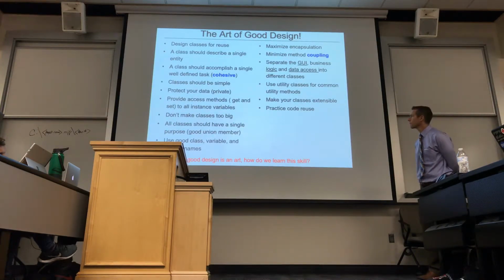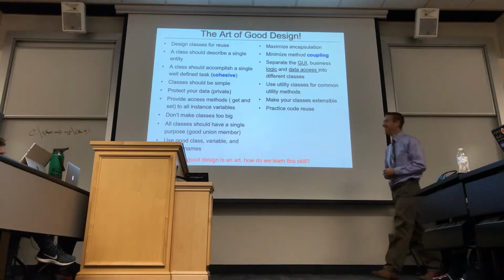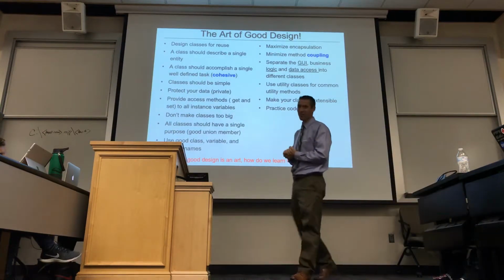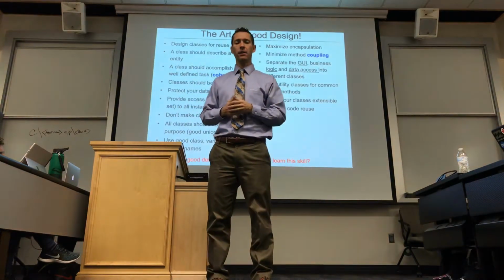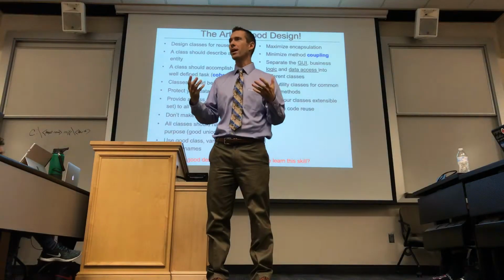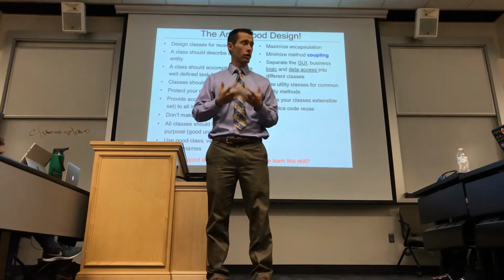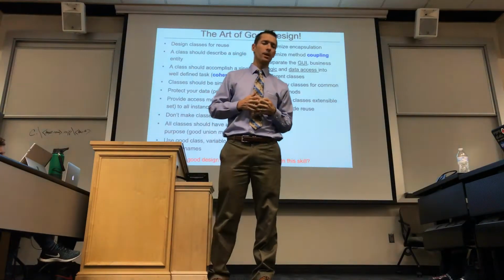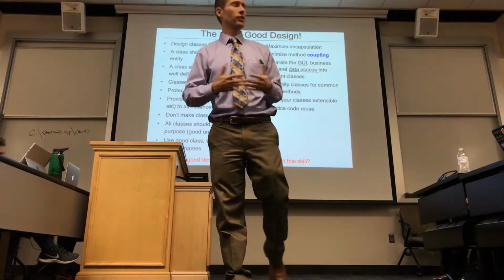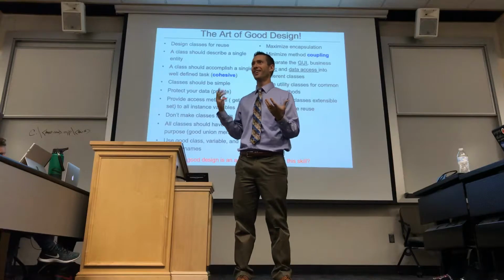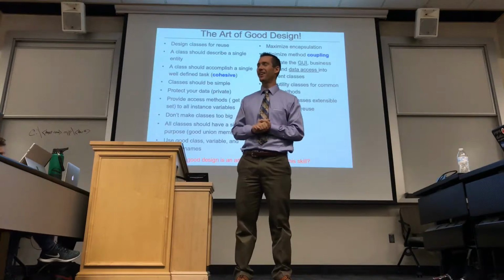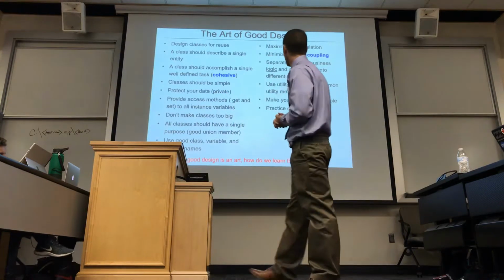If good design is an art, how do we learn this skill? That's my line at the end. So as you create classes and design them, even in terms of our UML diagrams, it really is kind of an art. But this isn't the part that I'm best at explaining. Is there anything on here that you're like, wait a minute, what in the world is that? Okay, go ahead. The separating GUI, business logic, and data access.